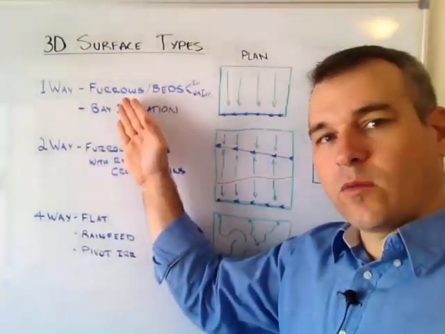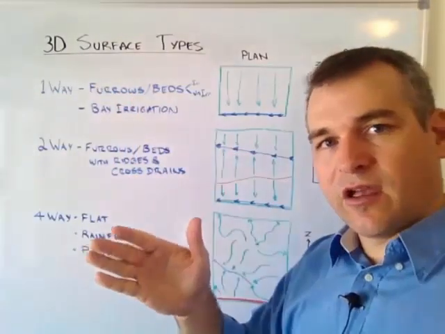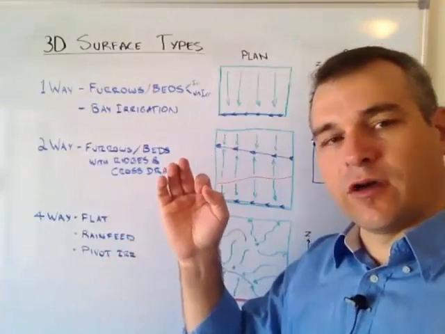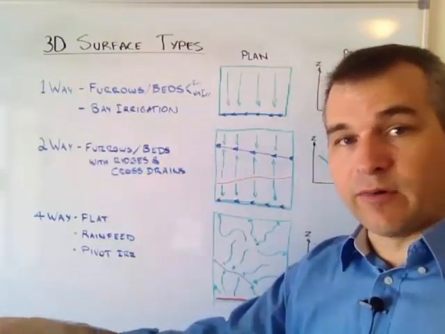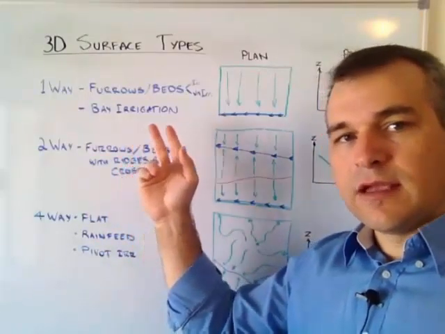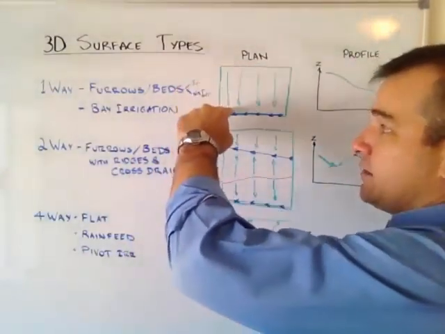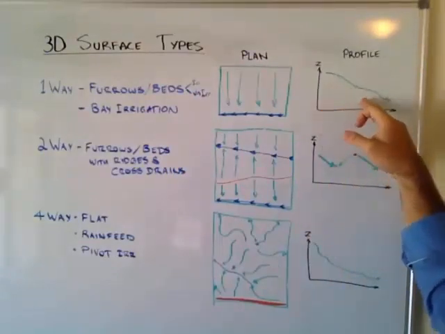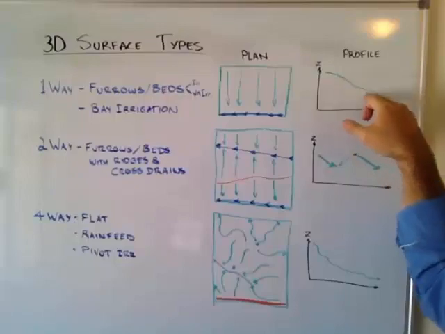First, one way, is applicable to any field that's got furrows and beds in it, and you want to drain the water in one direction. So particularly required for furrow irrigation, where you're putting water in the top end and it's flowing down the bottom. It can also be used for bay irrigation. The basic requirement is to get the water from one end of the field to the other. Okay, so if we look at a profile view of that, the water is just basically flowing downhill from one end to the other.